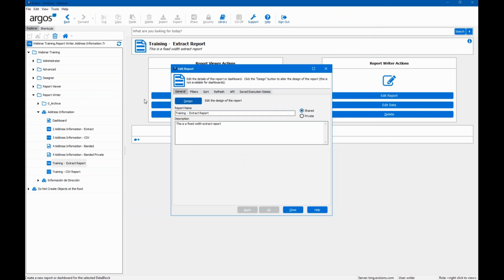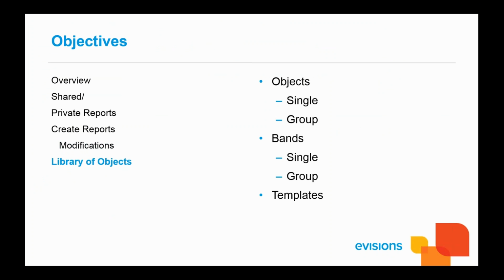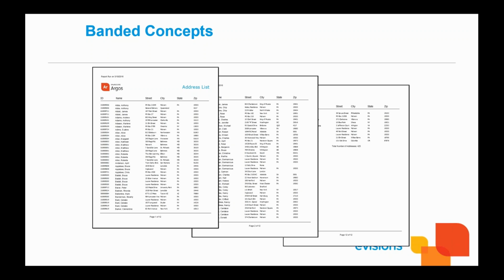So now before we get started on creating our banded report, I'd like to go over some basic concepts. It's called a banded report because the data for a banded report is arranged in bands. It is similar to our extract report, except extract report data is arranged in sections. There's a great deal of similarity between the two different types of report styles, but they do work differently. And knowing how bands work is crucial to be able to build a banded report.